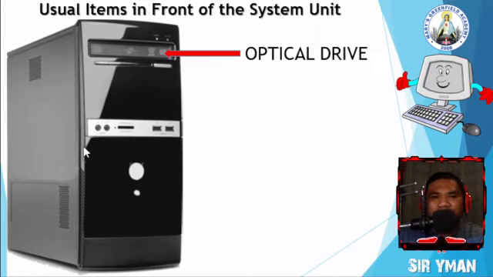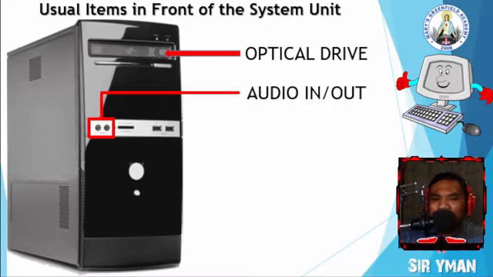Very good. And then these two small circles over here. Audio 10. Actually, it's not 10, no? It's letter I yun eh. So audio in and out. Okay? Yun ang ibig sabihin ng I tapos ang O. So that's not 1 and 0, okay? Audio in and out. Okay? Then how about this one beside the audio in and out?